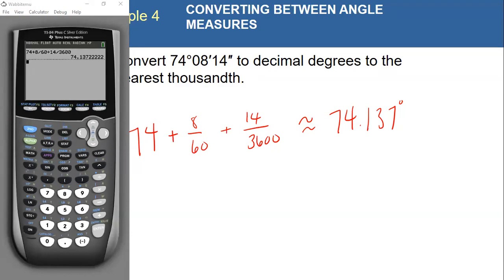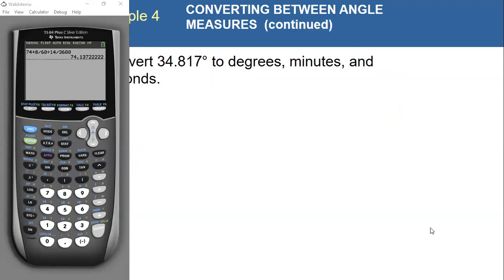Now, what if we want to undo it? Okay. Now we're going to undo that. So when we were doing it, what did we do? We divided, we didn't multiply. So in order to undo division, we have to multiply. So we're going to undo this. So we already know that we're at 34 degrees, right? Agreed?